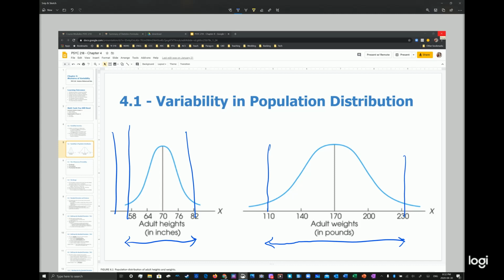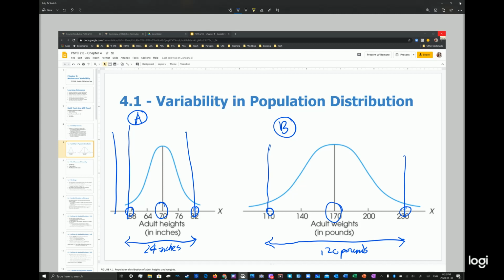It's good to say the units as well. So the first one, the thinner one, distribution A, is 24 inches. And the range in distribution B would be 120 pounds. Again, with the range, we only looked at two points, the maximum and the minimum. In these distributions, if you remember, it's symmetrical with one mode, so the mean, median, and mode are the same, and we're going to use the mean as well. In distribution A, that would be 70 inches. And in distribution B, that would be 170 pounds.